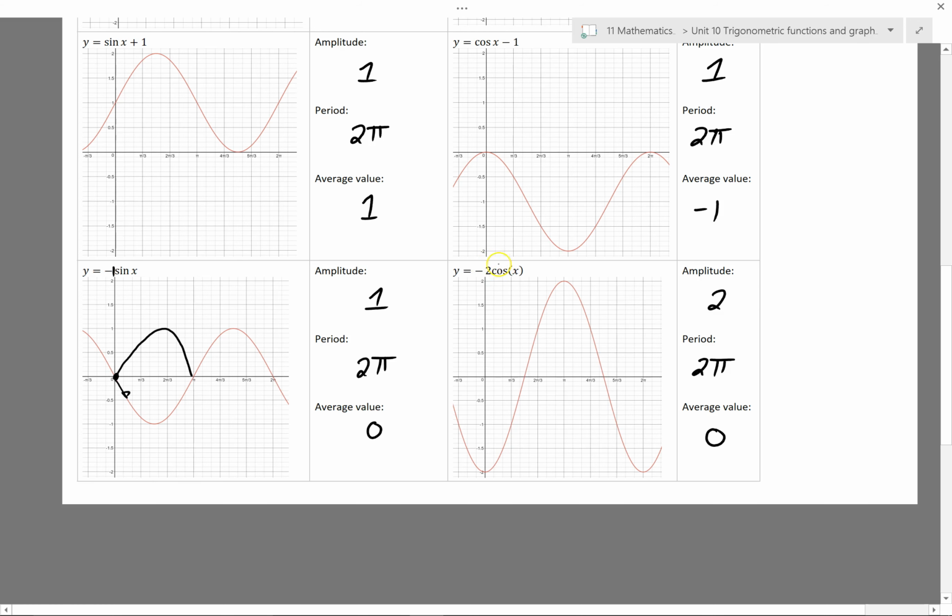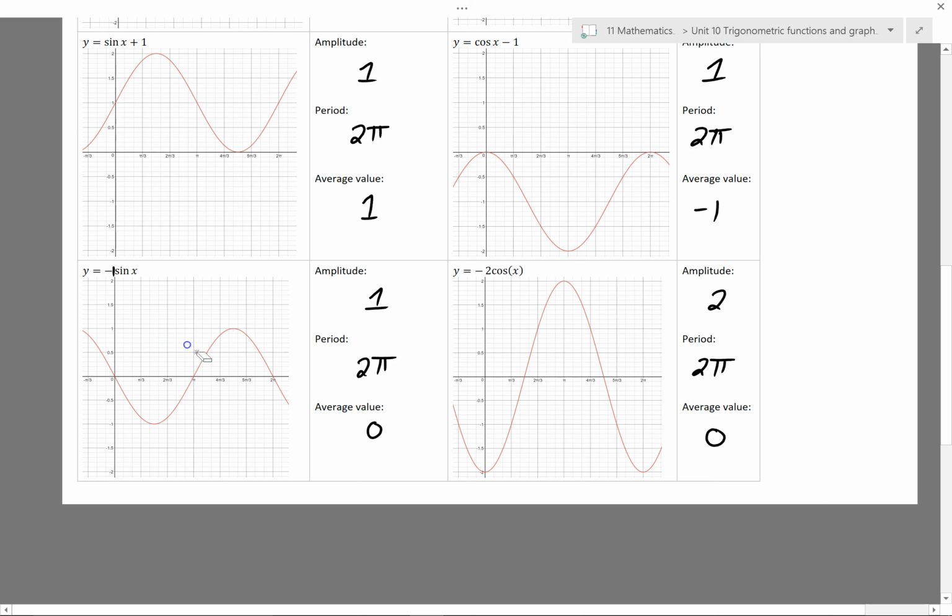Similarly with the second option, with this -2, cosine normally starts at 1 and goes down. What the -2 has done is say we're not going to start at 1, it'll start at our minimum value, which is now -2 because of that amplitude change. So I'm starting at my minimum value and going up. Whereas a normal cosine graph, if that was a +2, would start at 2 and go down.